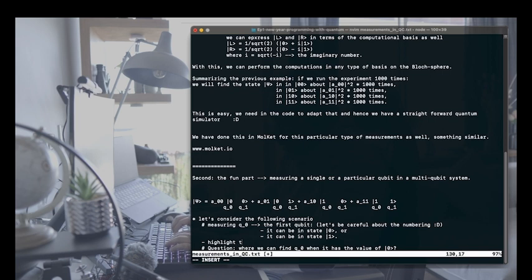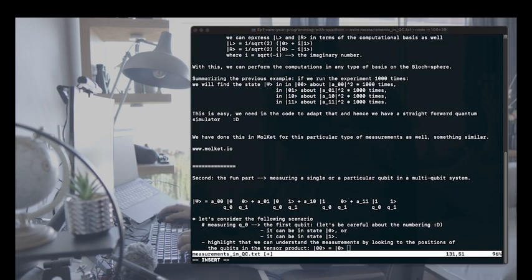So for example, let's assume that we perform a measurement and we find it in state 0. So where this particular qubit Q0 has state 0 expressed in the given quantum state. So of course we can find them in the first two terms.